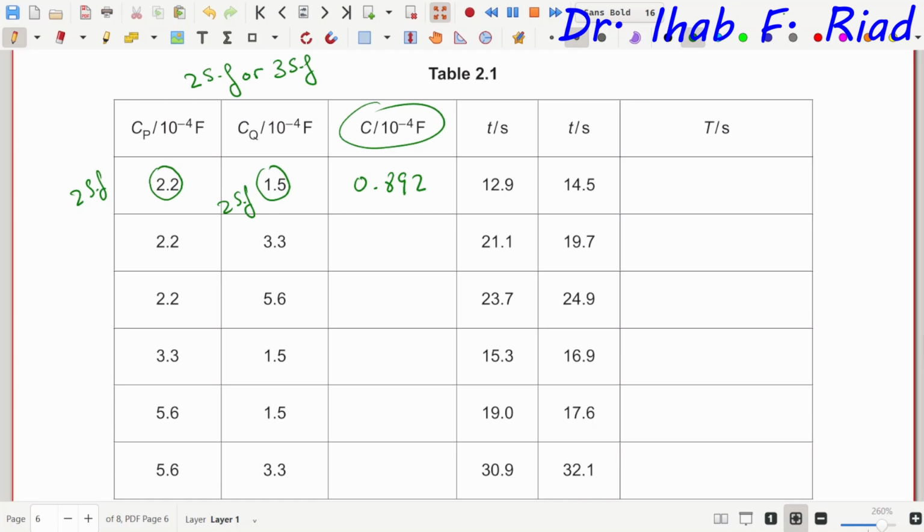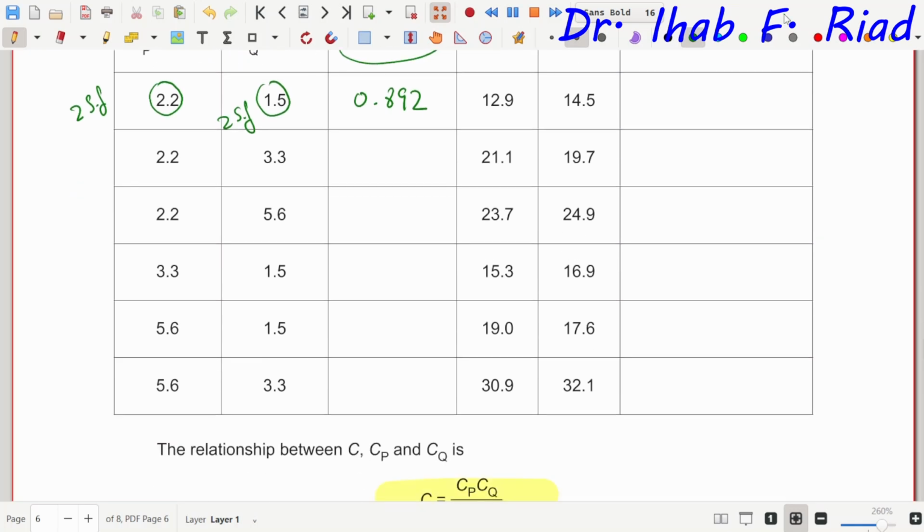The choice is ours. If you report it as 0.89, it is going to be okay. Two significant figures, two significant figures, two significant figures here. It is fine. If you go for one extra significant figure, you are also good. But don't use more significant figures like 4 or 5. Only either two significant figures or three, one extra.